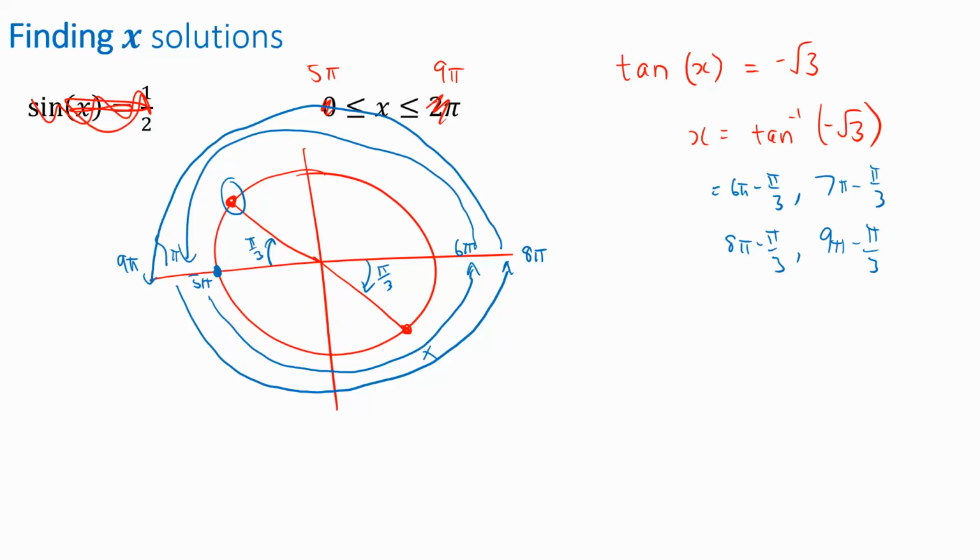Me going from 5 pi all the way to 9 pi, I've done 2 revolutions, and I've crossed this 4 times. Which makes sense. Once, twice, 3, 4. So I have 4 solutions. That's why I said that your number of solutions will be highly dependent on your domain.